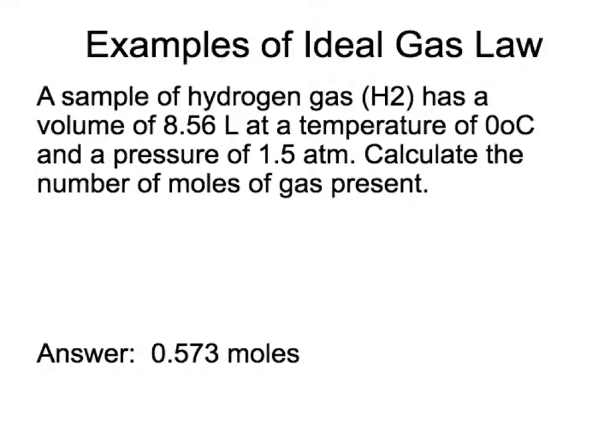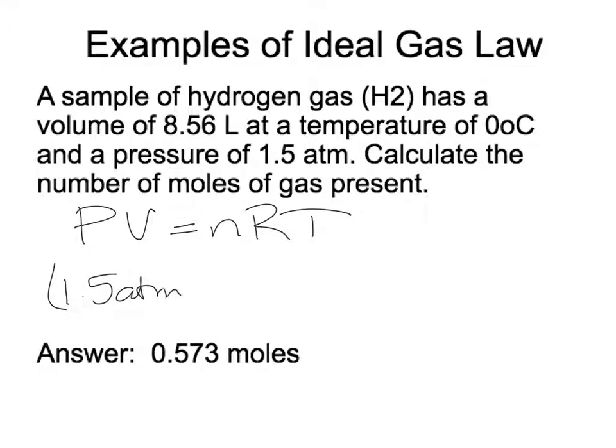Great, so we're just going to go ahead and do a couple of examples here. Everything is exactly the way I need it. It is one set of conditions. Nothing's changing. It's just here's the sample, here's the temperature, all that good stuff. The pressure is already in atmospheres, so it's perfect. The volume is 8.56 liters. It's in liters, perfect.